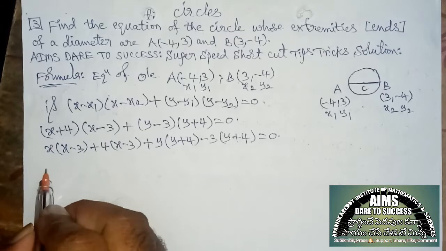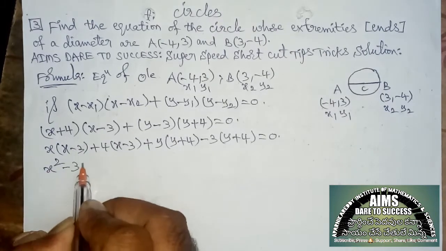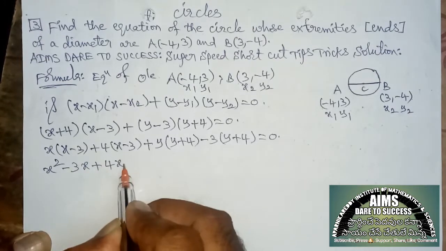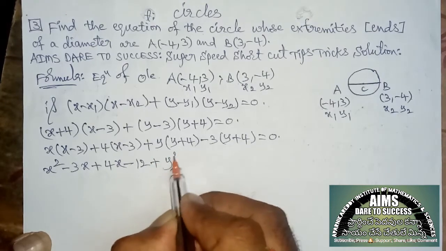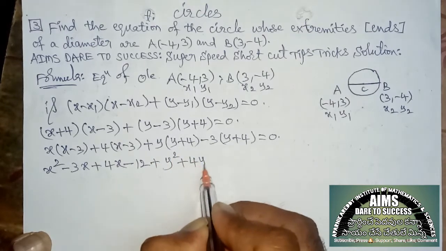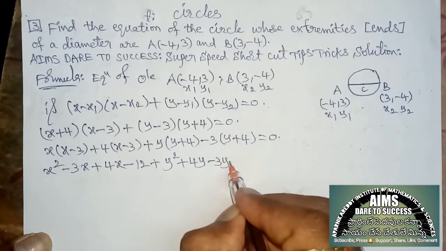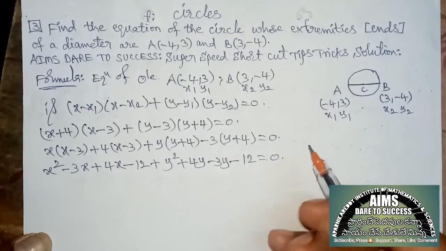Normal simplification, you get x into x square plus into minus x into 3 is 3x, plus 4 multiply inside, we get 4x, plus into minus 4 3s are 12. Plus y multiply inside, we get y into y square plus 4 into y is 4y, minus 3 multiply inside we get minus 3 into y minus 3y, plus into minus is minus 3 4s are 12 is equal to 0.